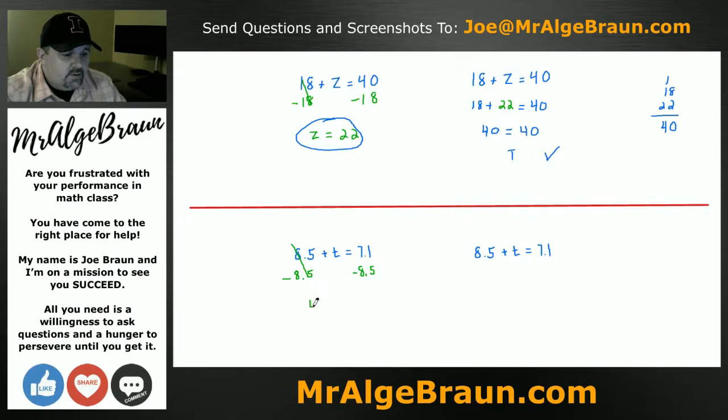We're going to be left over with t equals. When this one's positive and this one's negative, when adding integers of unlike signs, you need to find the difference. So I'm going to come over here and do this 8.5 minus my 7.1. We're going to get a 4 and a 1, and so this is 1.4.